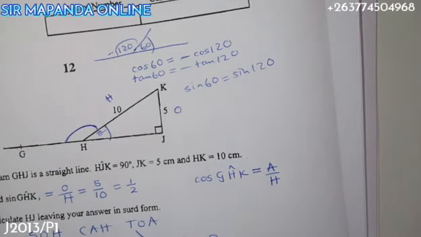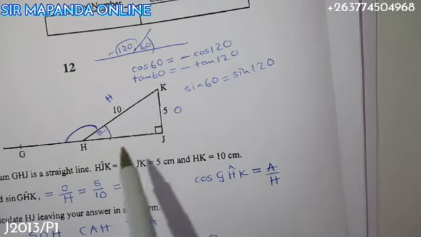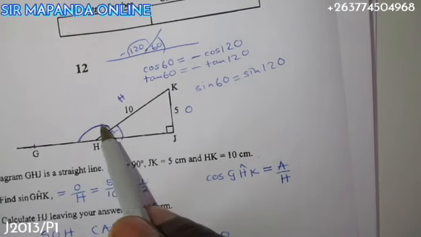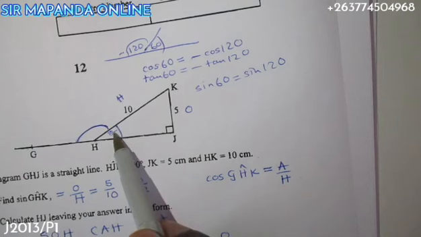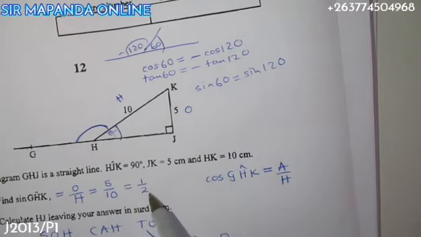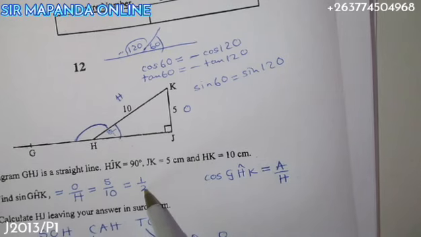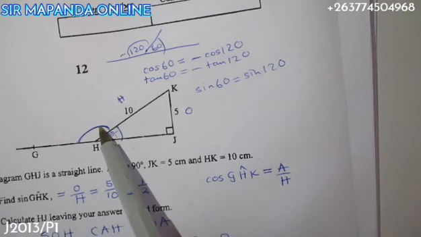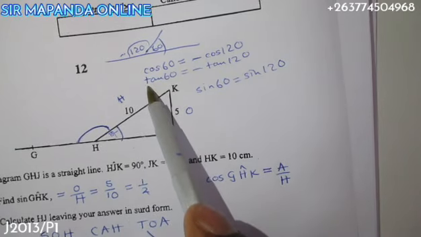I want you to notice something. To find sine of this outer angle, you first of all find sine of the inner angle. Then you take your answer as it is, like what I did. The answer was half. Right? But the situation is different when it comes to cos and tan.